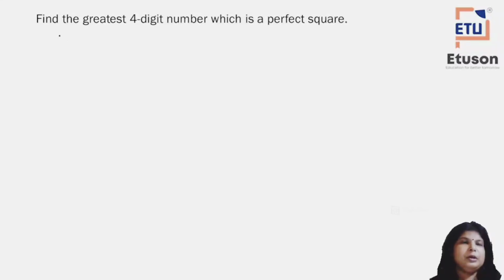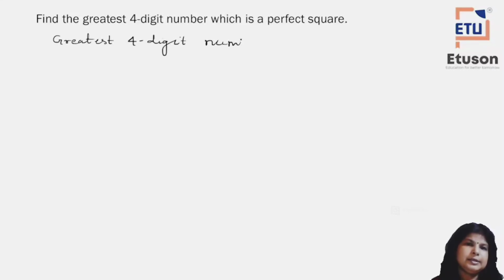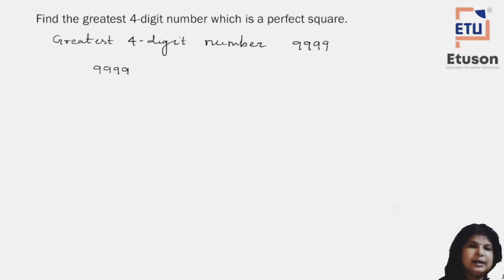So now we know greatest 4-digit number is what? 9999. Now we have to check whether it is a perfect square or not. So by division method, if you get remainder is equal to 0, then only it is a perfect square. If not, you have to subtract the remainder so that you can get a perfect square. Correct or not? Just now we have done a problem like that. So let us find out the square root of 9999 by division method. First you have to pair as usual, right?